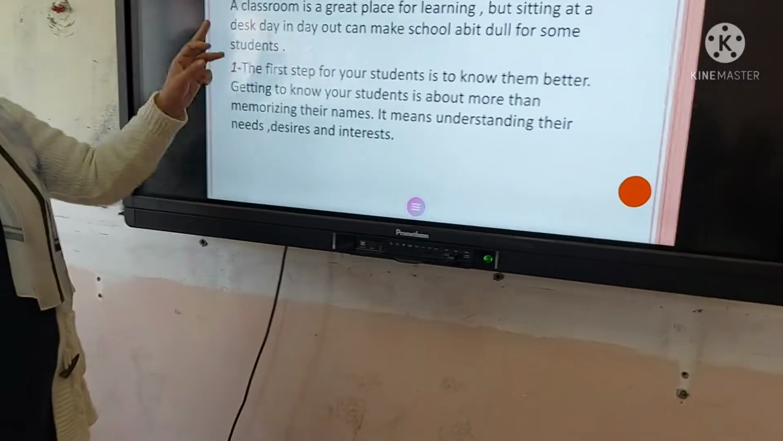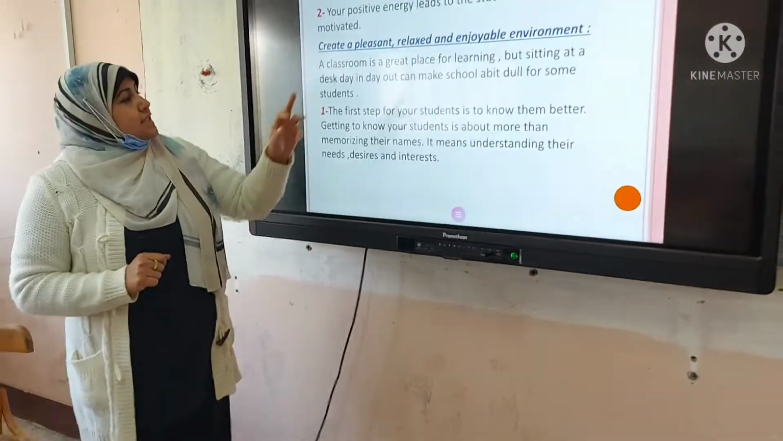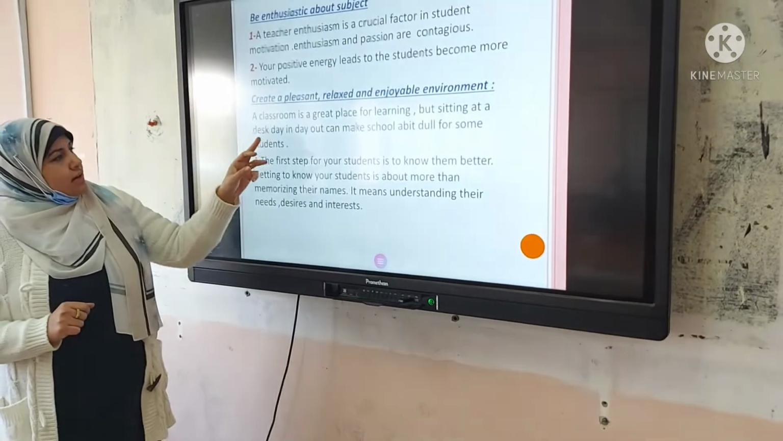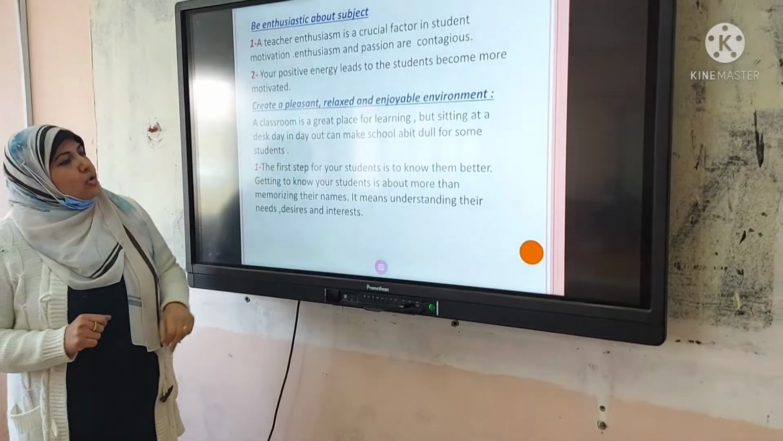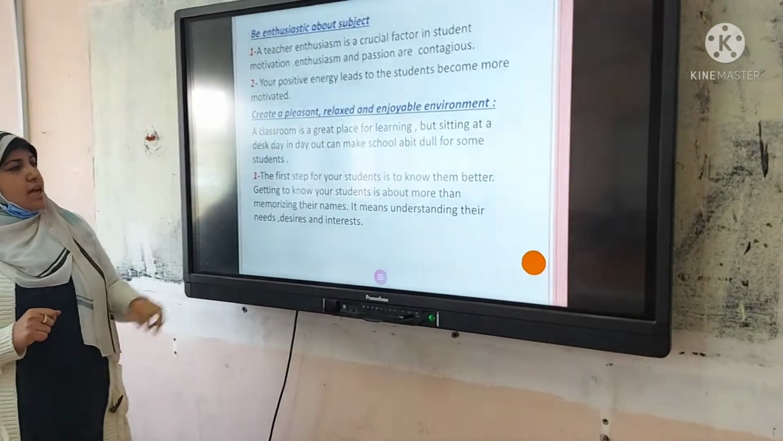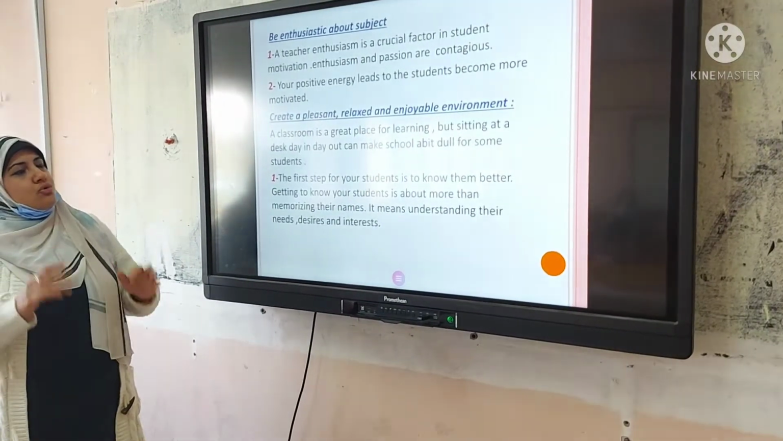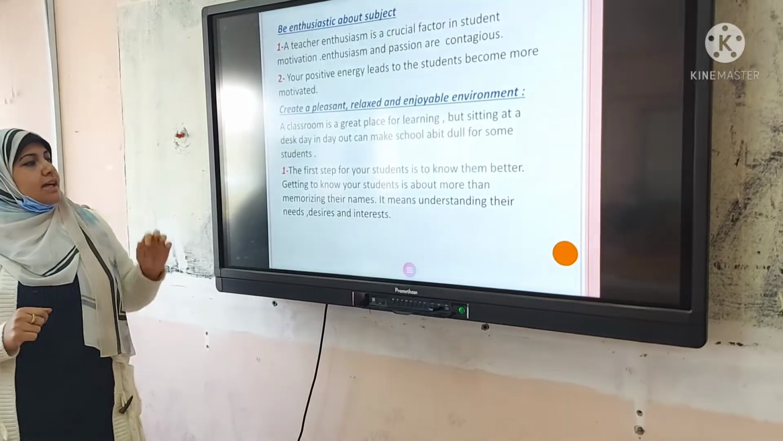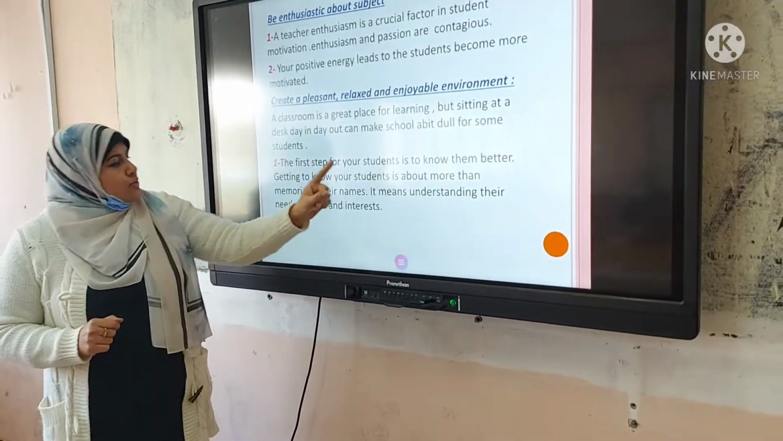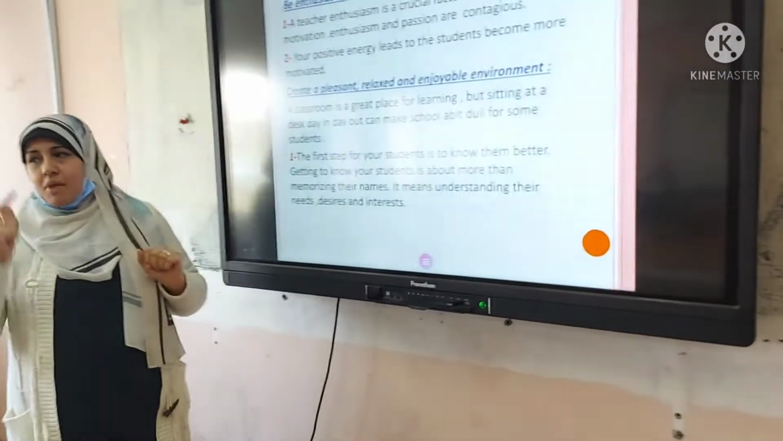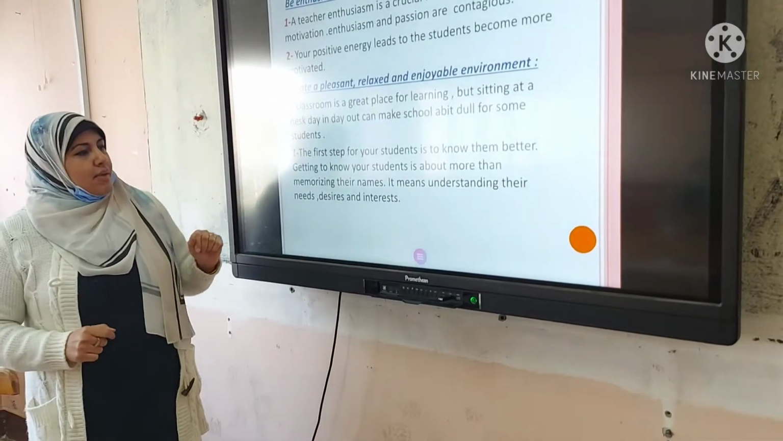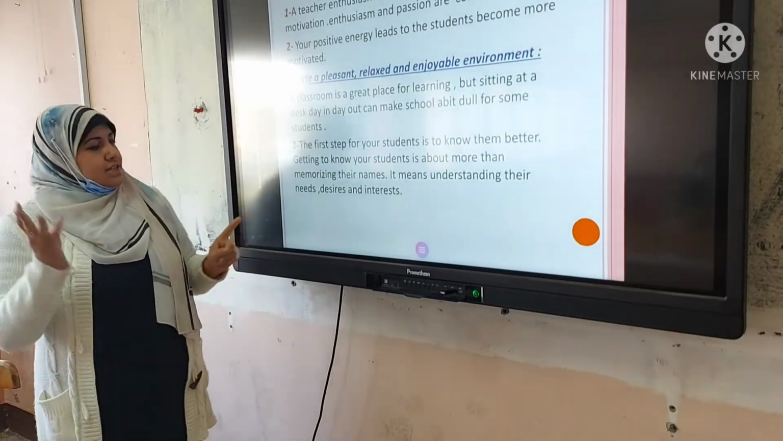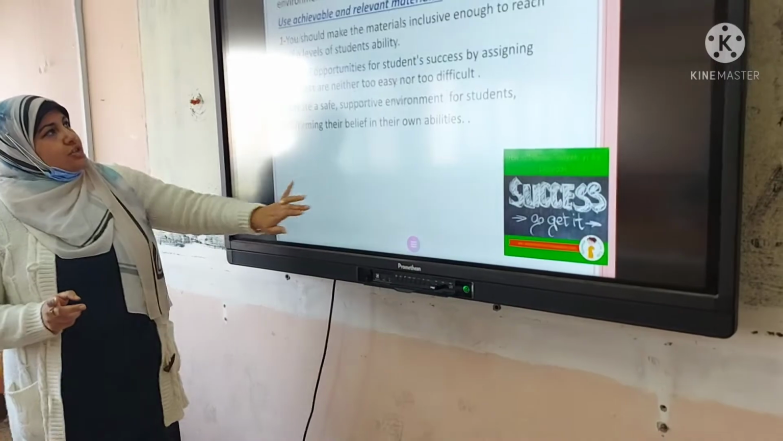A classroom is a great place for learning, but sitting at a desk all day can make school a bit dull for some students. The first step is to know your students better. Getting to know your students is about more than memorizing their names. It means understanding their needs, desires, and interests.